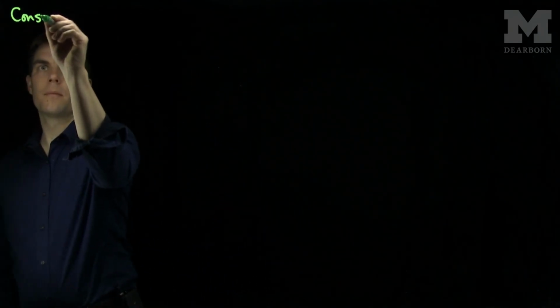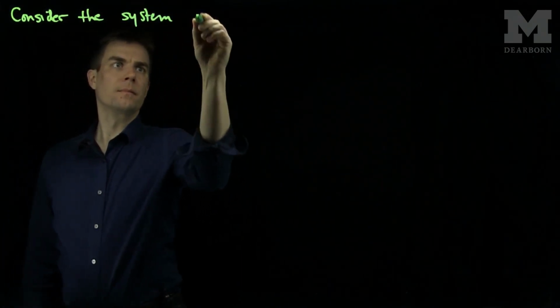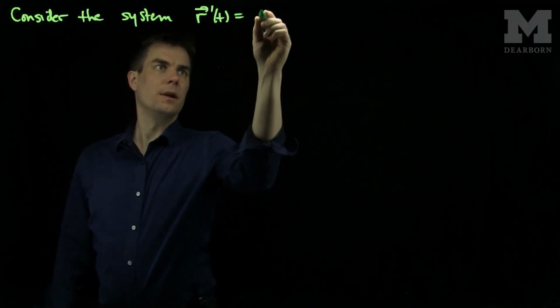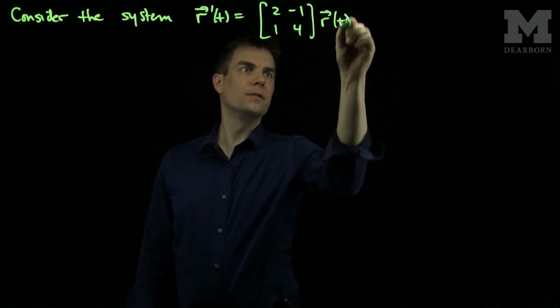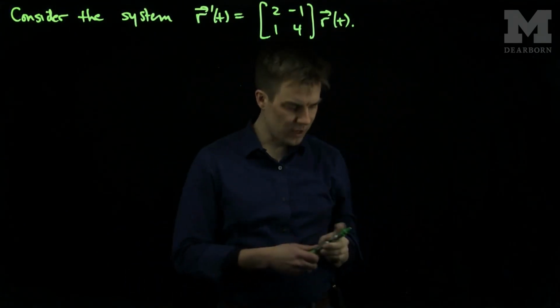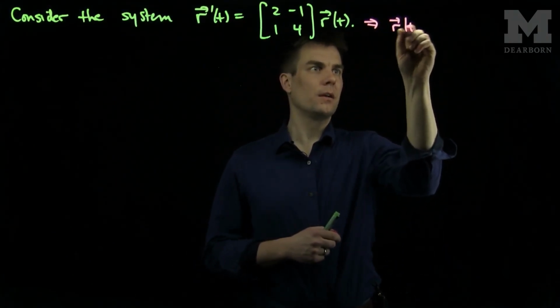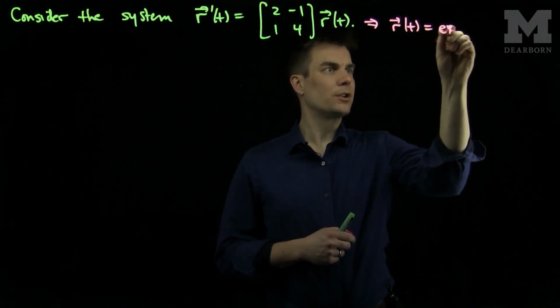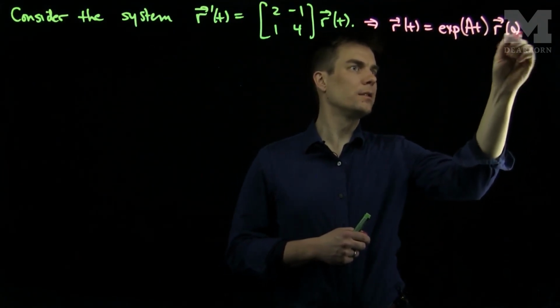Hello students, in this video we'll see how to use reduction of order to solve a two-dimensional linear system that has repeated eigenvalues. Let's consider the system R prime of t is the matrix [2, -1; 1, 4] times R of t. We know the solution of this problem can be written as R of t is the exponential of the matrix A t applied to R0.